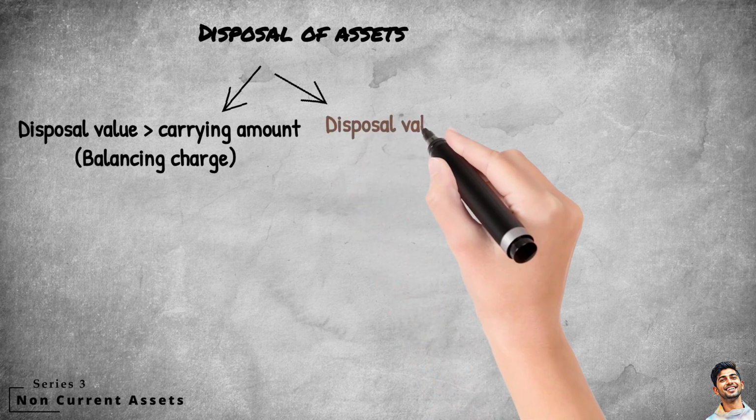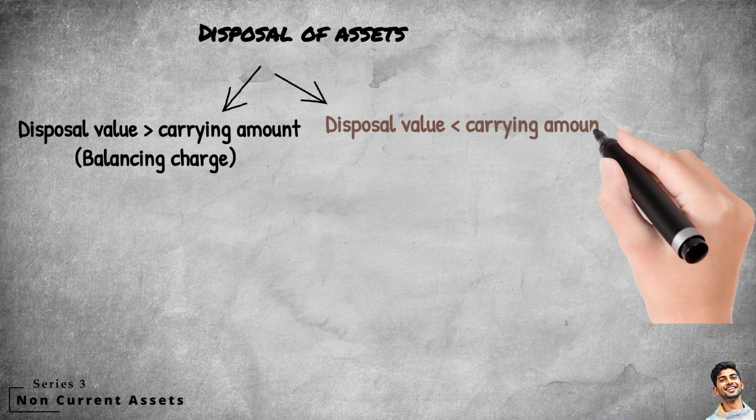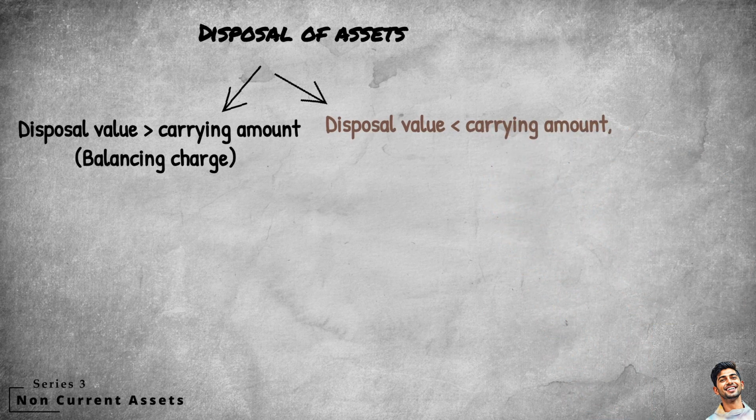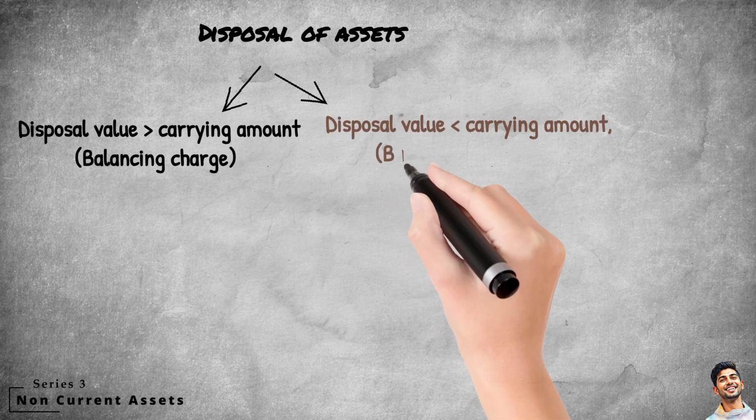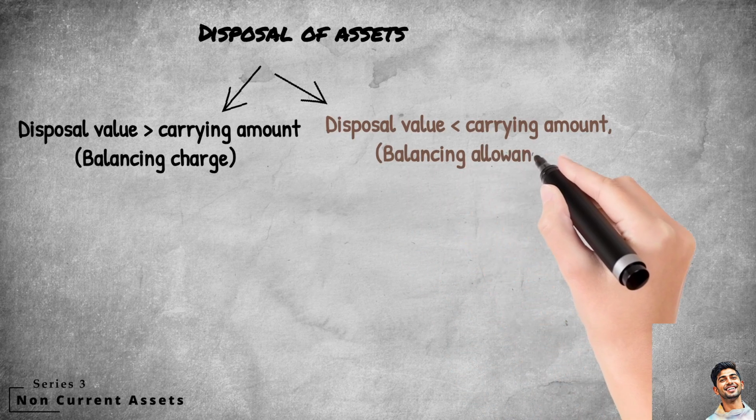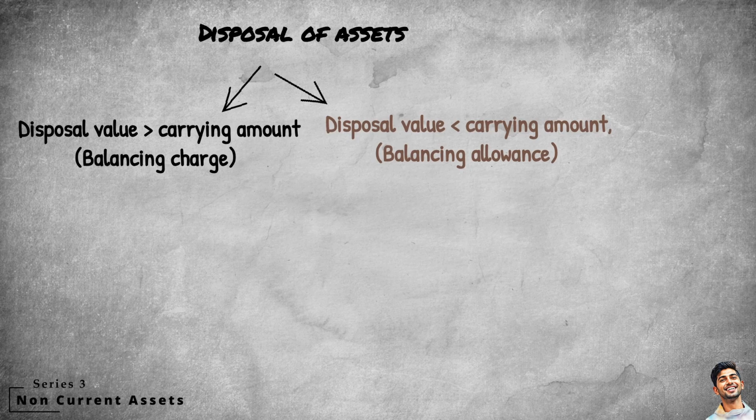the disposal value may be lower than the carrying amount, which is a loss for a business. If disposal value is greater than the carrying amount, a gain arises. In tax terminology, this is often called a balancing charge. On the other hand, if disposal value is lower than the carrying amount, a loss arises. This is commonly referred to as a balancing allowance. We will cover this concept in more detail later.